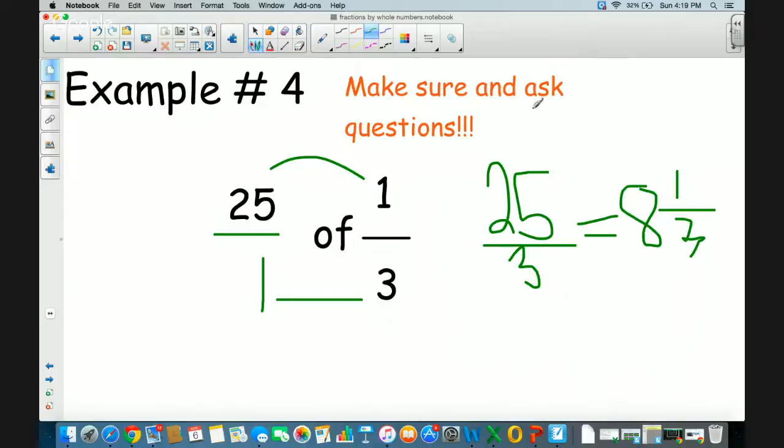All right, guys, listen up. Pay a lot of attention to this. On the worksheet in a little bit, if you get an improper fraction like 25 over 3, you must change it into a mixed number and simplify if you need to. Okay, only if you get an improper fraction, okay?